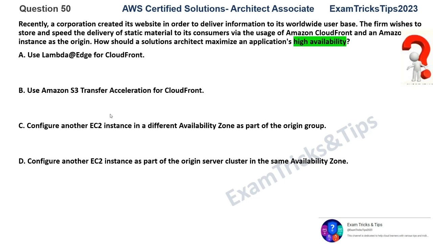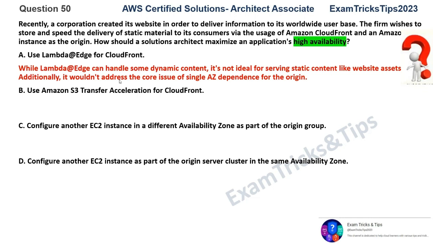So the first option is definitely not doing anything for availability. But let's read this. It says use Lambda@Edge for CloudFront. Now, Lambda@Edge can handle some kind of dynamic content, but it's not ideal for serving static content, first of all, and it wouldn't address the core issue of a single AZ. This is a single AZ solution. So this answer is incorrect. Option B says use Amazon S3 Transfer Acceleration for CloudFront. Again, this will speed up the data transfer from S3 to the CloudFront edge location, but it's not going to bring any benefit for availability. So option B is wrong.